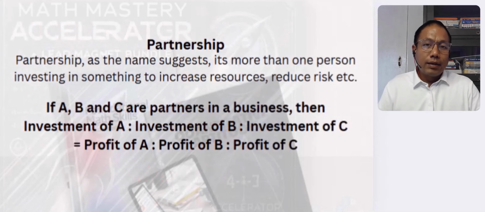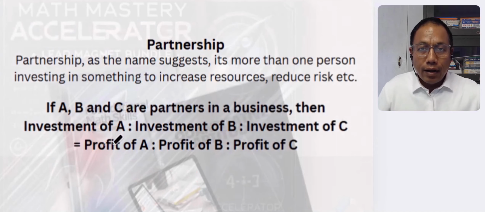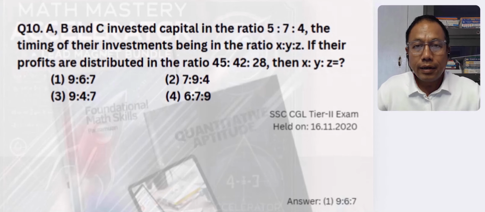As the name suggests, it's more than one person investing in something to get profit or to increase resources. This is the formula. If A, B, and C are partners in a business, then the investment of A is to the investment of B is to the investment of C is equal to the profit of A is to the profit of B is to the profit of C. Now let's solve question number 10.